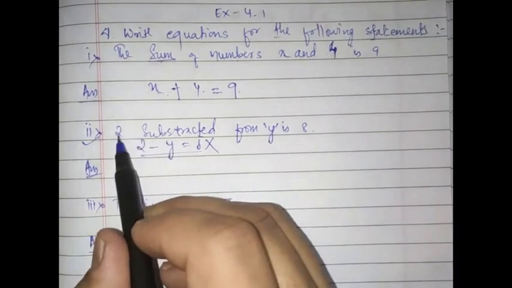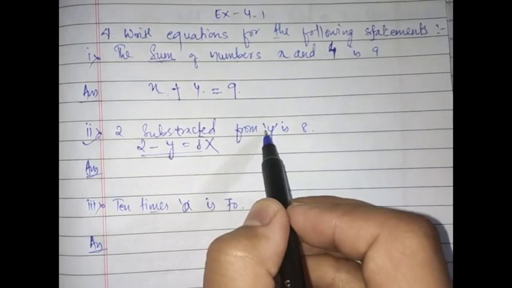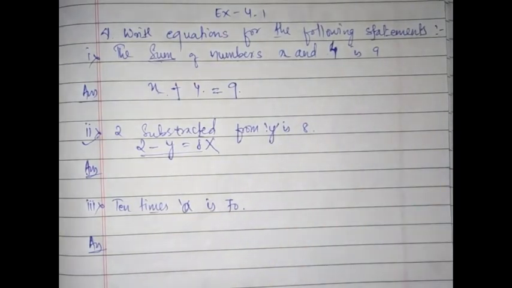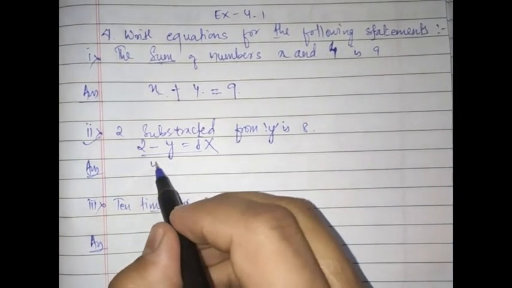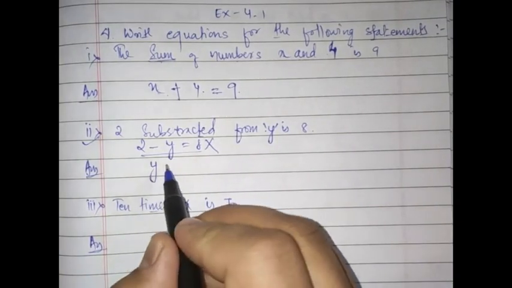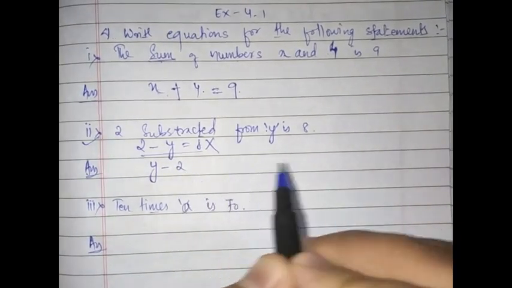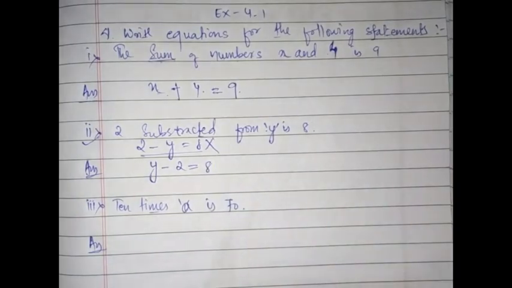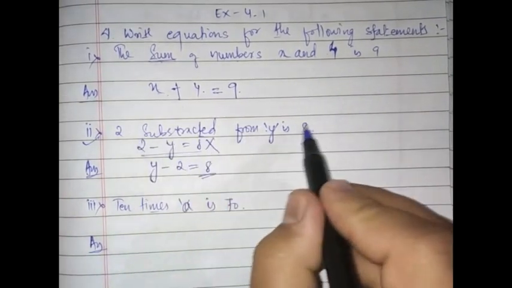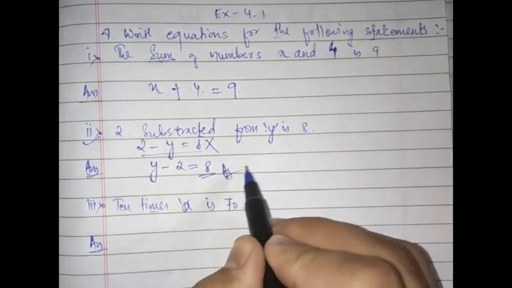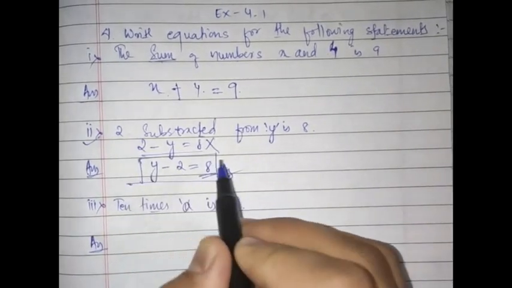Just see, 2 subtracted from y. From y, 2 is getting removed or subtracted. It will be like this. Y is already there, and now from there 2 is getting removed or subtracted. That will be equal to 8. So this statement means this equation. The equation is y minus 2 is equal to 8.